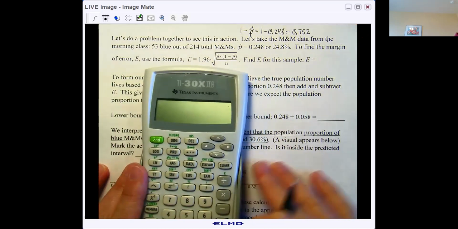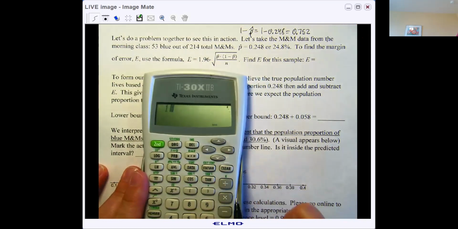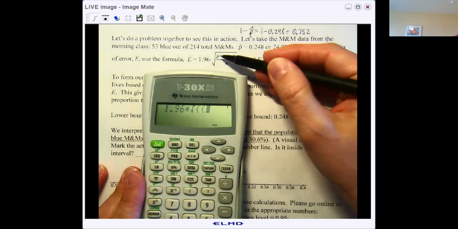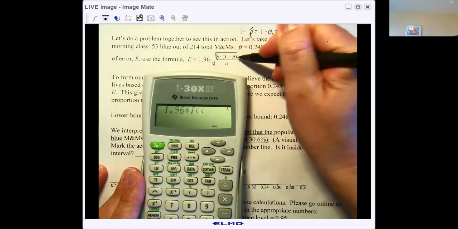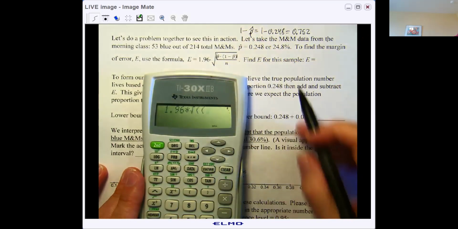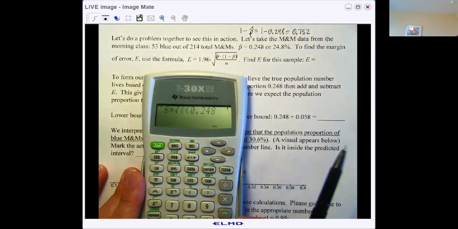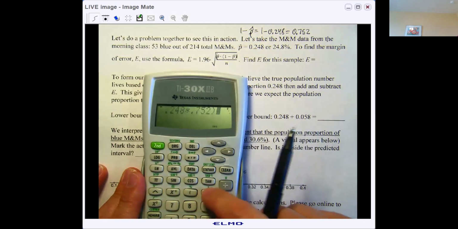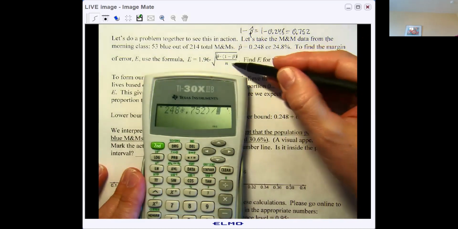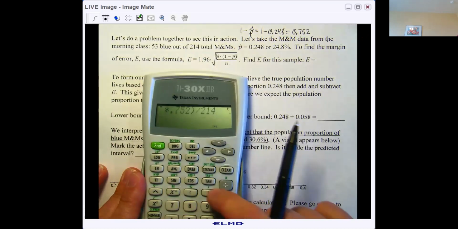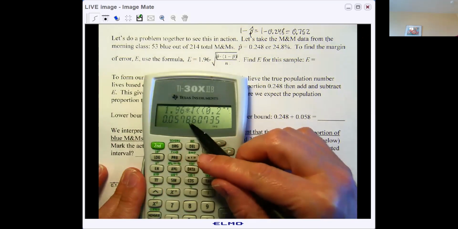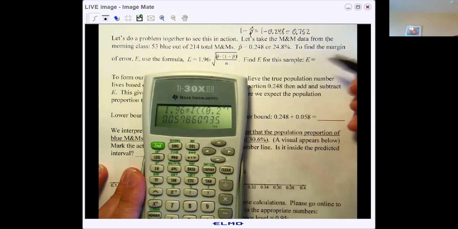Let's use a calculator to find this margin of error. We're going to do 1.96 times the square root, and I'm going to put a parenthesis here so we can do the whole top, and then we'll divide by the bottom and then close the square root parenthesis for the whole thing. P hat was 0.248 times 1 minus p hat, which is 0.752. Let's close that top. We'll divide by the bottom, which is n, which was 214 total M&Ms, and then close the square root and find out that our margin of error rounded to 3 decimal places would be 0.058, because this 8 rounds that 7 up. So 0.058.